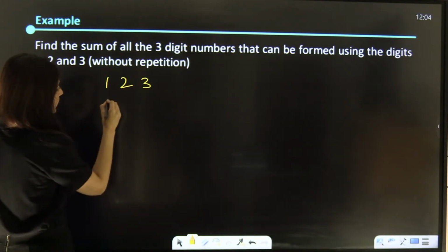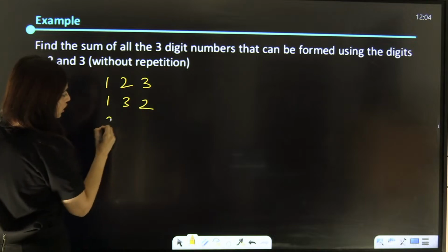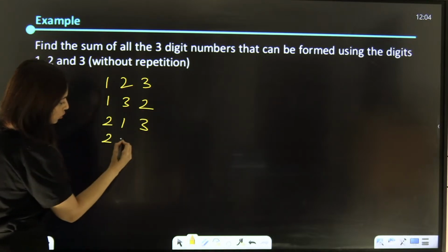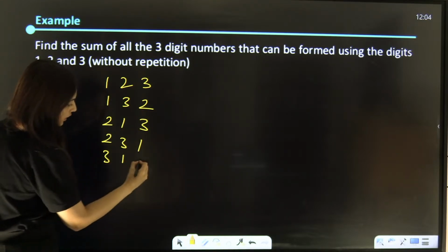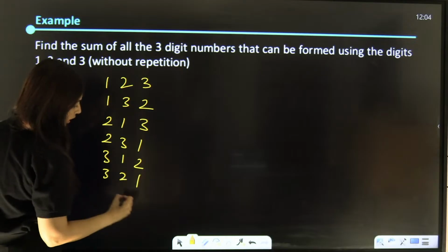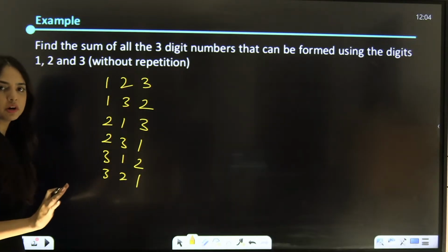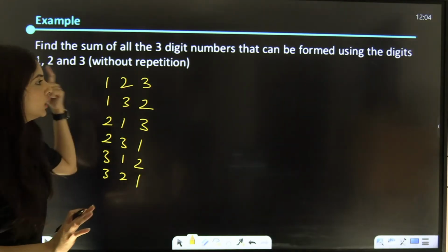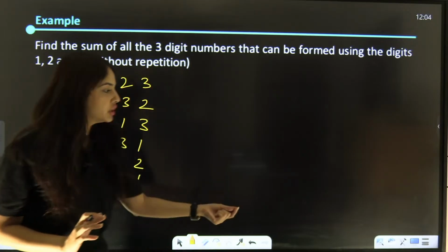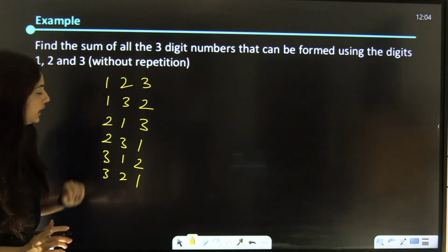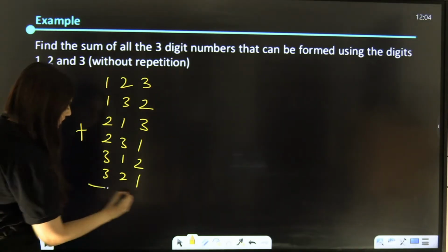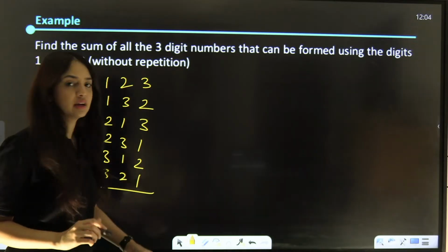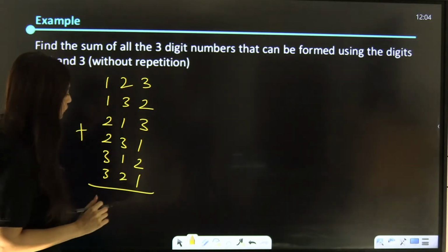1 2 3, 1 3 2, 2 1 3, 2 3 1, 3 1 2, 3 2 1. These are all the possible numbers we can get using 1, 2 and 3 without repetition, all the 3-digit numbers, right? Now we have to add these. Now we have to add all of these.